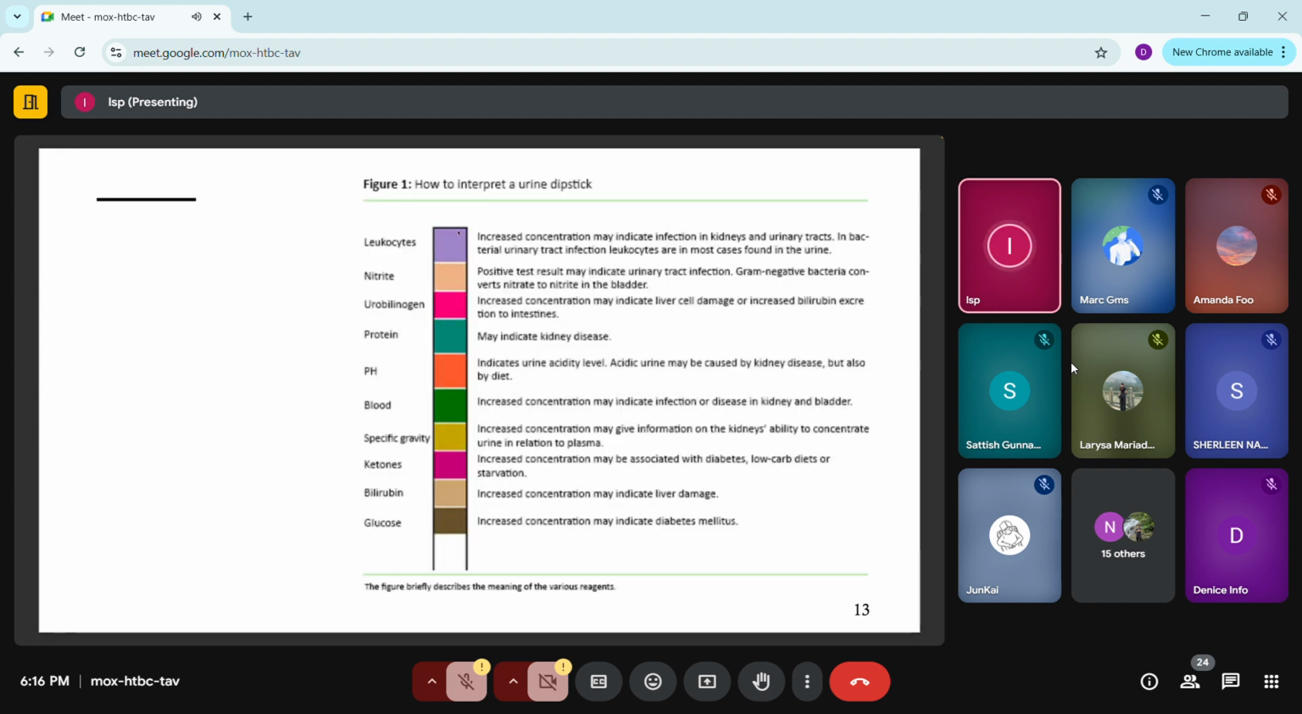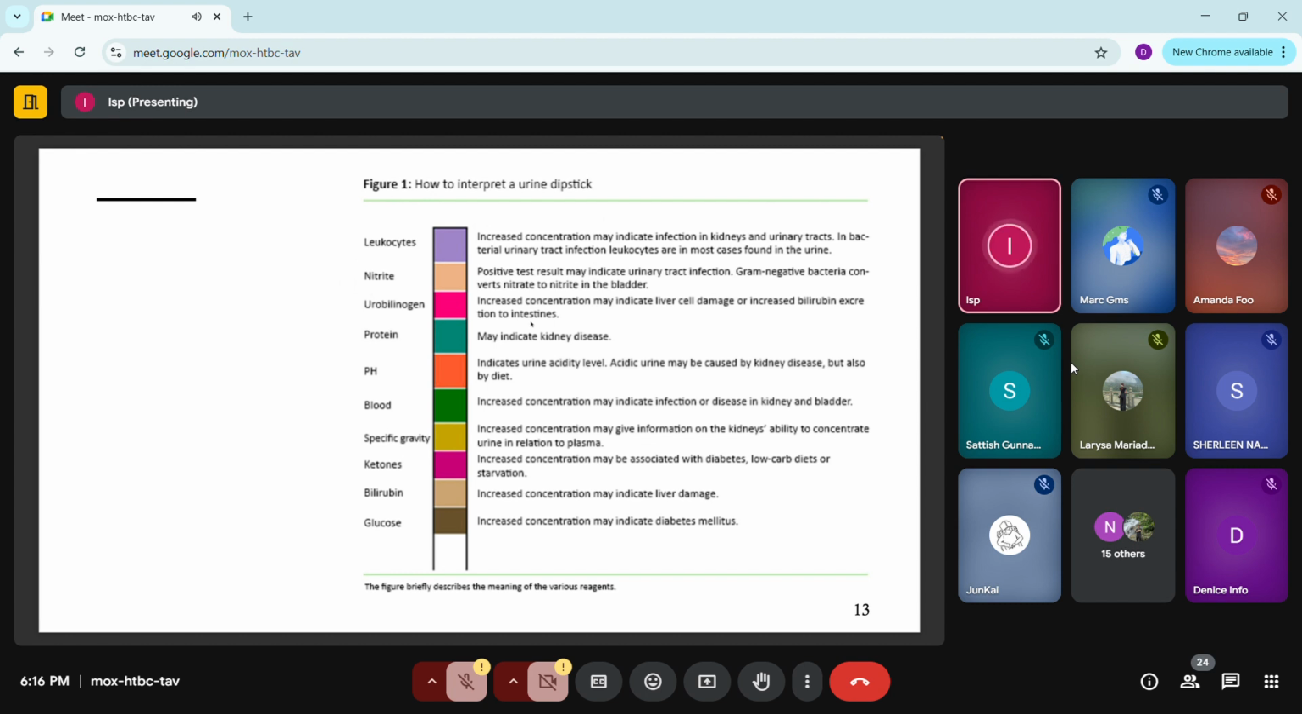So increase in the leukocyte and nitrite always points you towards urinary tract infection. When there's an increase in leukocyte, it means there's an increase in the concentration of white blood cells inside the urine. This may indicate infection in the kidney and also your urinary tract. Okay, well, nitrite is actually testing for gram-negative bacteria that can convert nitrate to nitrite. So if it's positive, it's actually quite specific for urinary tract infection, but not in all cases will it turn positive.